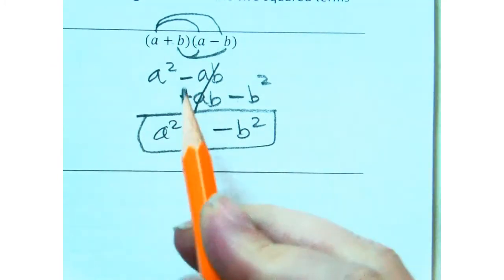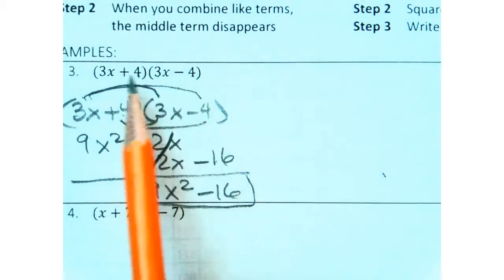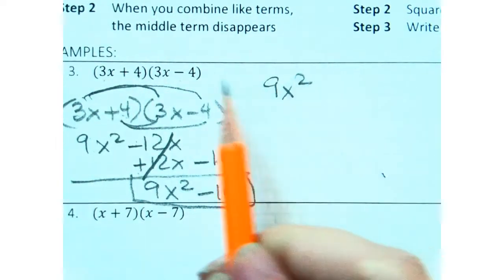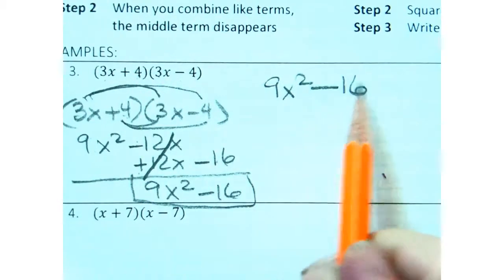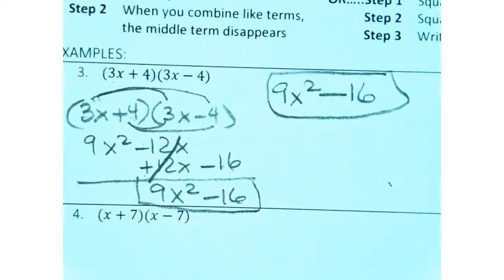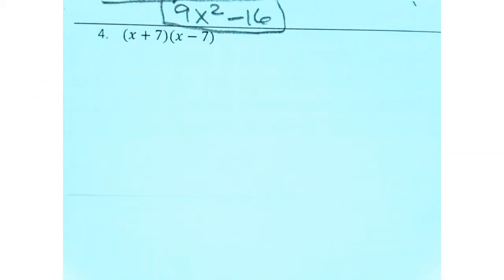To use this shortcut on our example, all we need to do is square the first term. 3x squared is 9x squared. Square the last term for 16 and place a minus in between. You can use either method to get your answer. Now pause the video and try it yourself. Now that you have tried it, check your work.